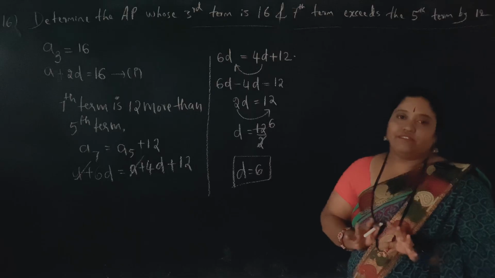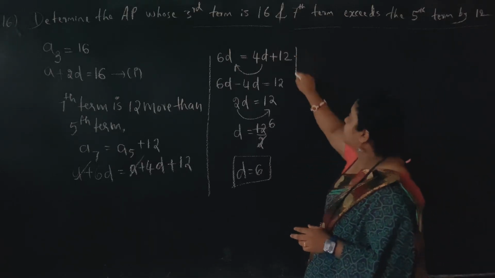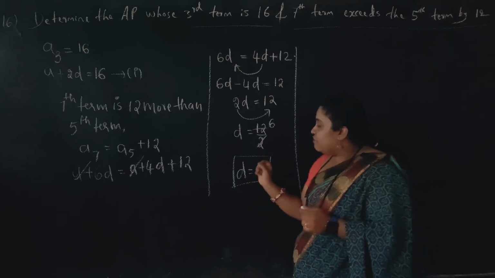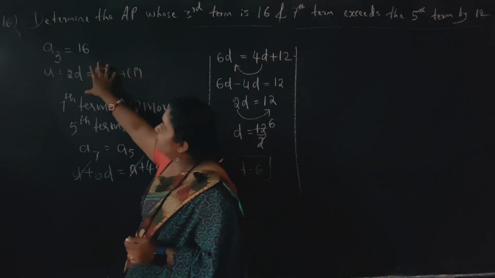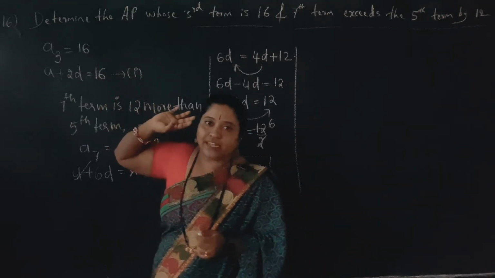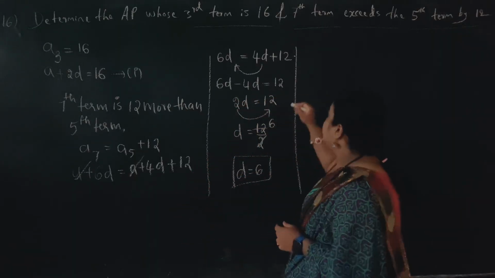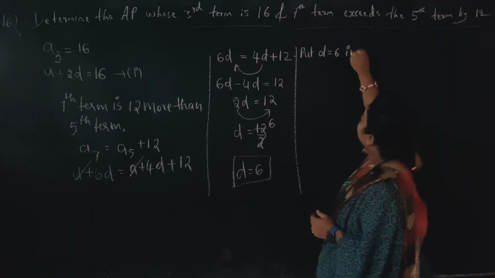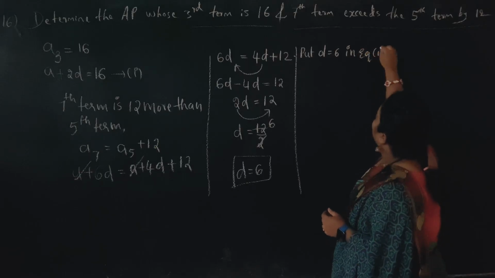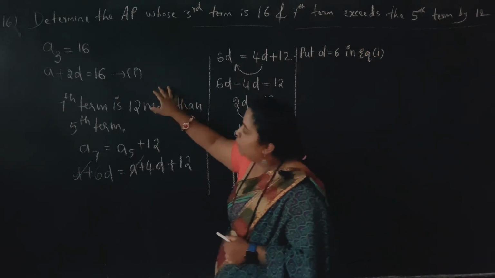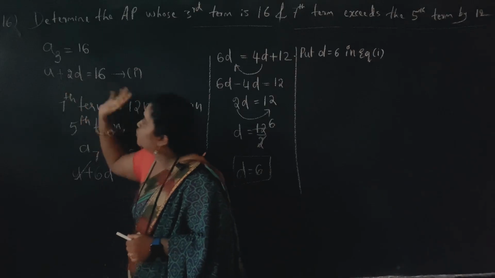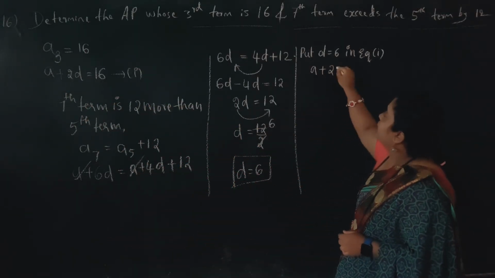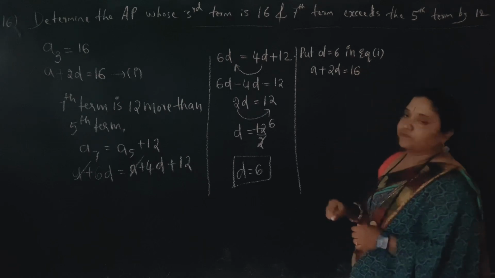Directly I got the D value here. I didn't get any equation in this case; I directly got the D value. If I substitute the D value in the first equation, surely I am going to get the A value. Now put D equal to 6 in equation 1. What is there in equation 1? A plus 2D is equal to 16.